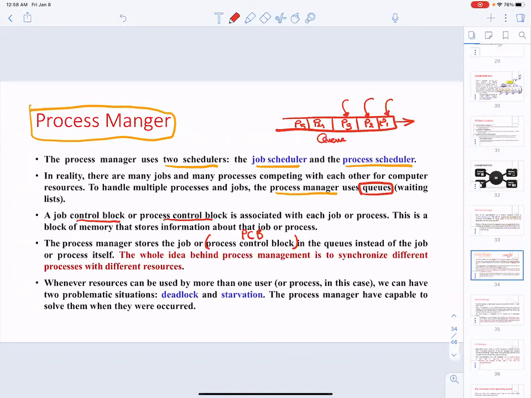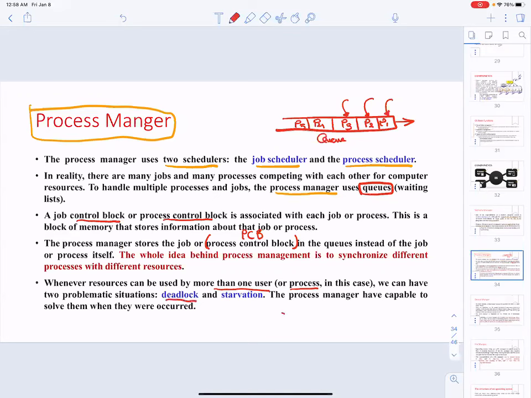The main idea behind why we need to manage the processes is to guarantee that we have an efficient synchronization of multiple and different processes with the currently available different resources. This is because whenever resources could be used by more than one user, or even a single user with multiple processes, we have two issues that we might face, and we have to guarantee that your operating system is capable of solving them. The first one is called a deadlock problem.